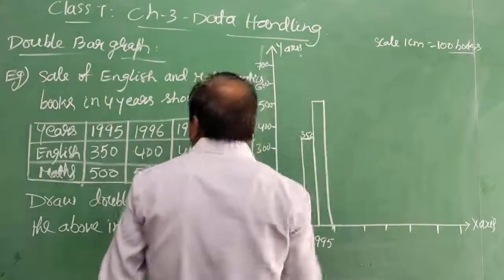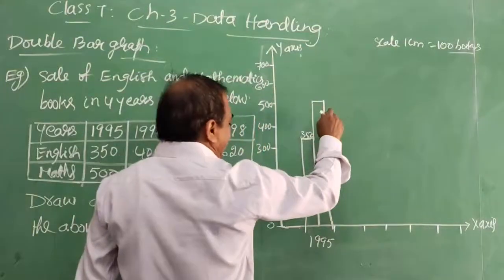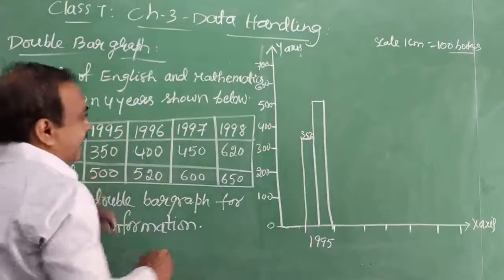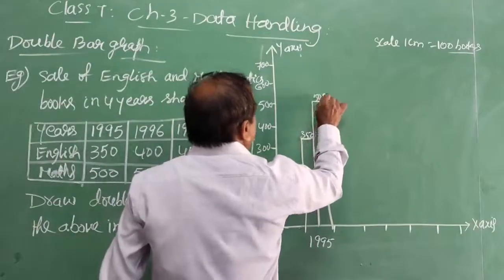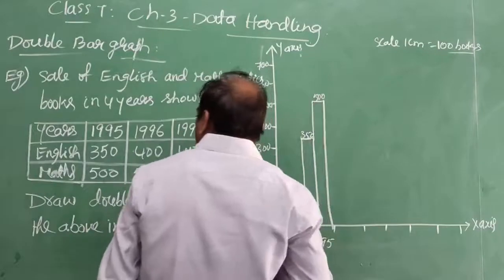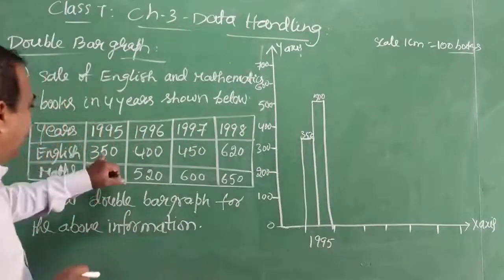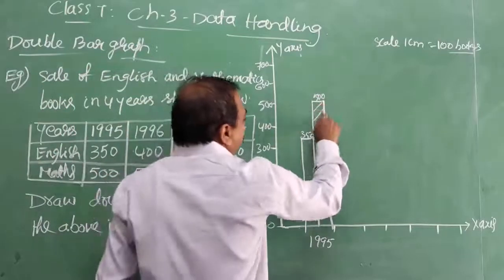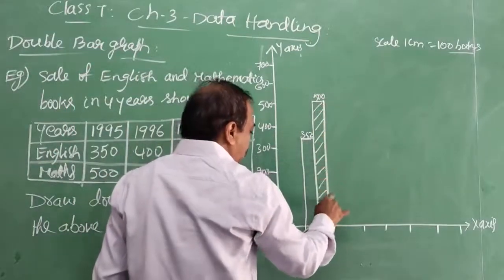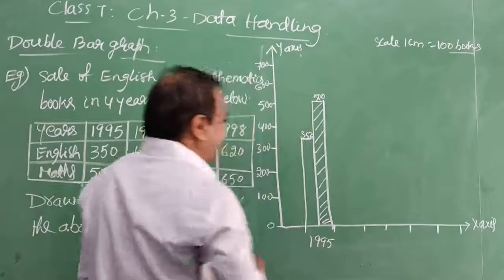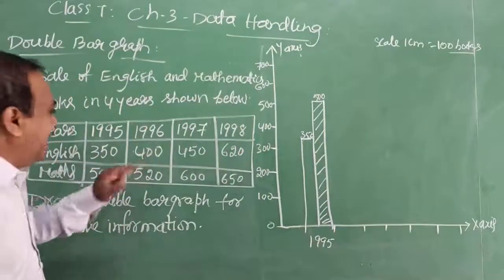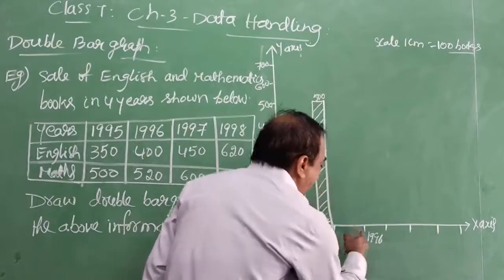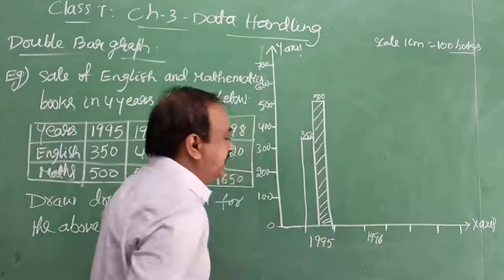So I just will shade it whichever the second year, that is 1995. One is 500. This is 500. So mathematics and English, maths. So mathematics I am shading in the year 1995. Similarly in the year 1996, this is 1996. I am leaving the gap between the bars. There must be same gap.